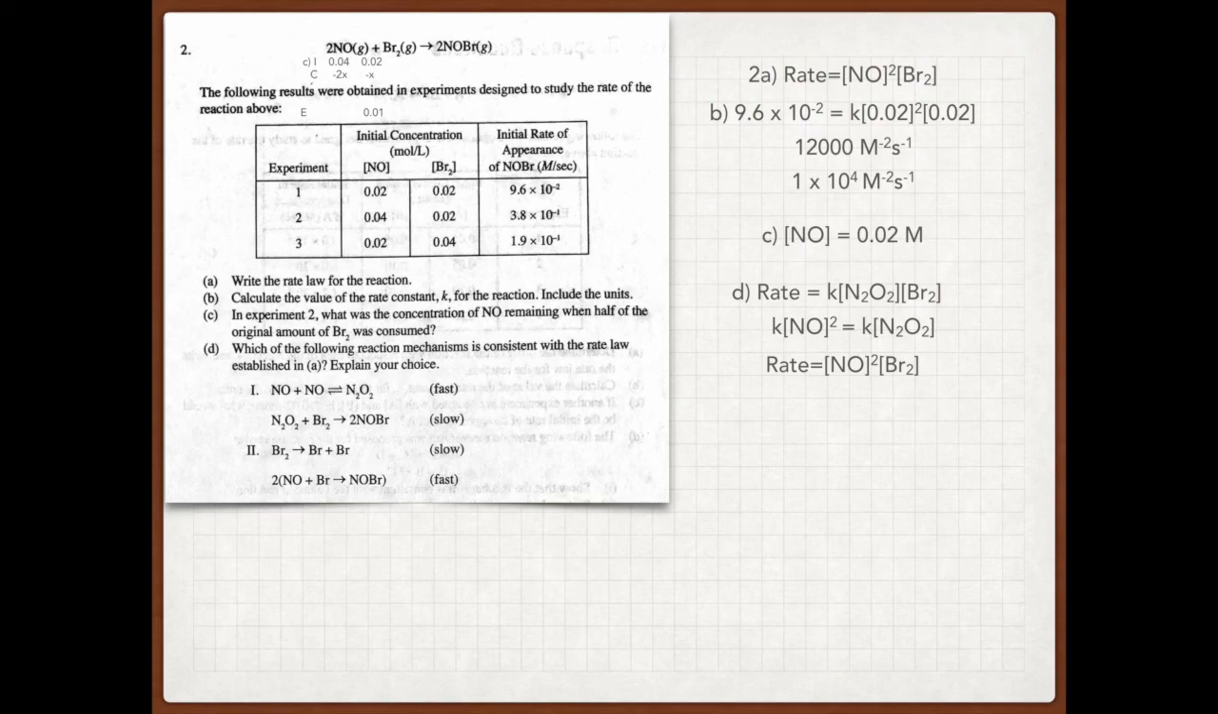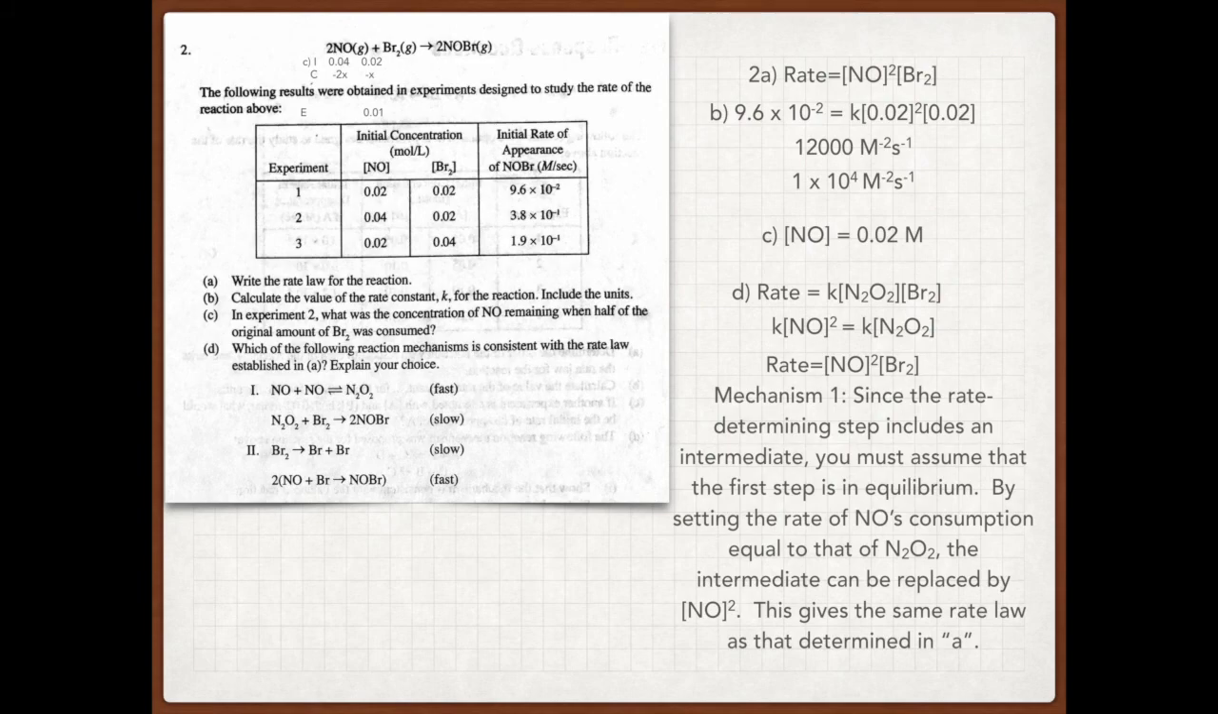So in my explanation, because it says explain your choice, what you need to say is mechanism 1 is consistent with the rate law. Since the rate determining step includes an intermediate, you must assume that the first step is in equilibrium. By setting the rate of NO's consumption equal to that of N2O2, so that K times NO squared equals K times N2O2, the intermediate can be replaced by NO squared. That gives the same rate law as that determined in A. So that is a great explanation.